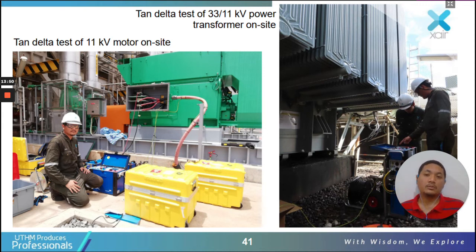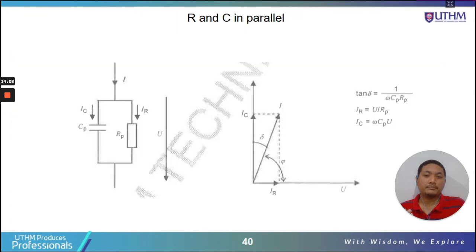If you can see here, the cable is removed from the motor, and we have a red and black cable coming from here. This is to inject the high voltage supply.